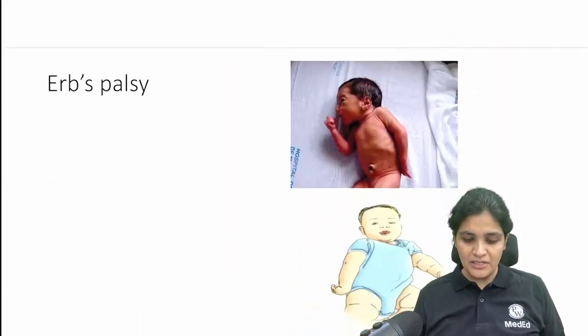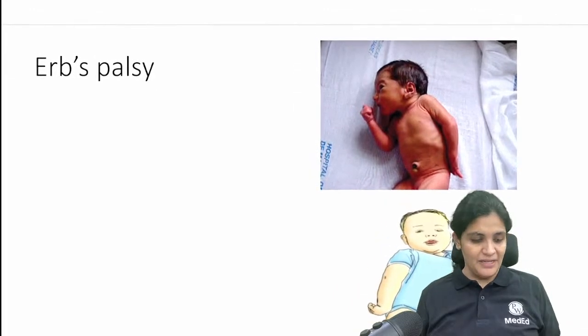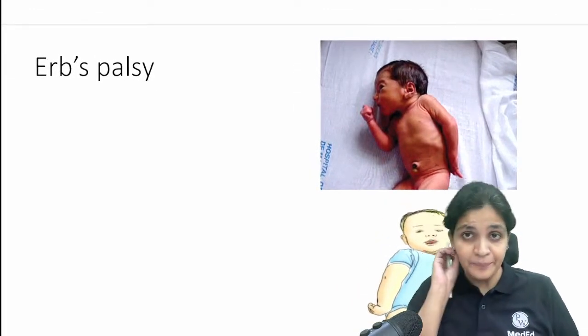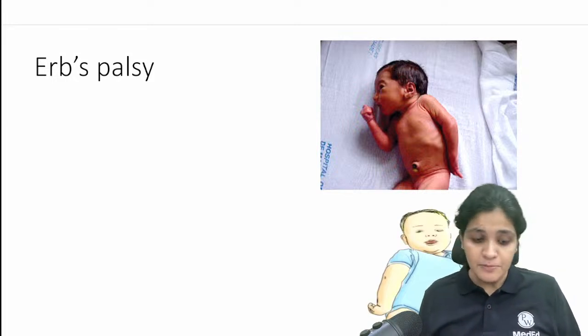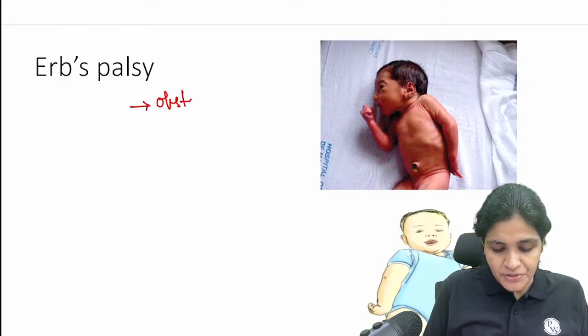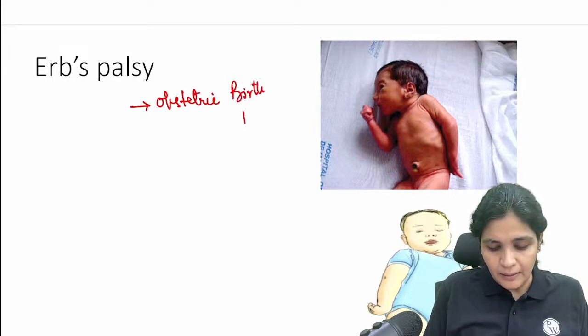Now let us see what is Erb's palsy. So this is your Erb's palsy. So here they can put this as your spotter. So what is this? Erb's palsy. Where do you see? It is usually seen in obstetric birth palsy, right?